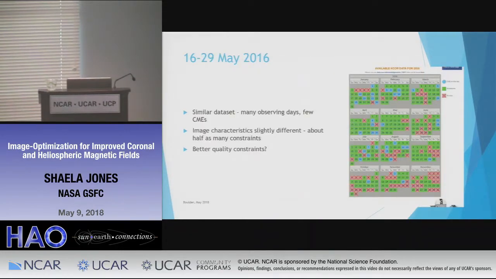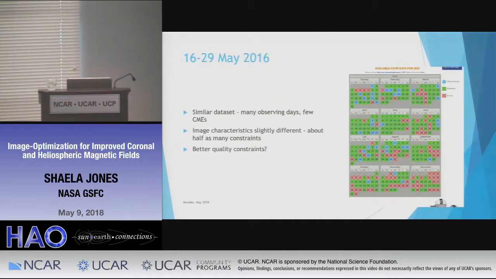Okay. So this was the next time period that we chose to study. It's from May of 2016. It's a similar data set. You can see there's a lot of days with no CMEs and a lot of observing. And again, we just chose one image per day and processed it.